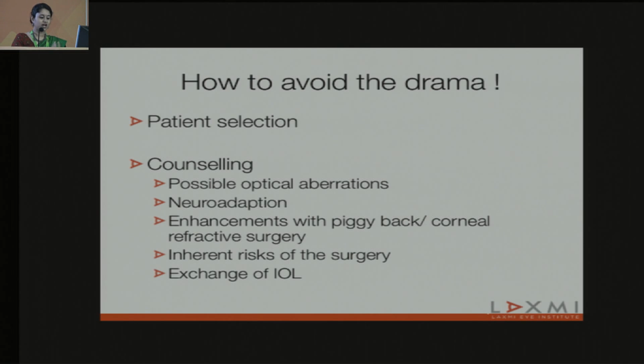So the counseling should definitely touch on the points of possible optical aberrations, the neuroadaptation, and the enhancement, and a talk on resurgery should be mentioned beforehand, with either a piggyback or a corneal refractive surgery, as the case may be. This can reduce a lot of aggravation post-operatively, and should be spoken of before. Enhancements should be spoken of, as we just said. Inherent risks of the surgery and an IOL exchange in case can be told to the patient.